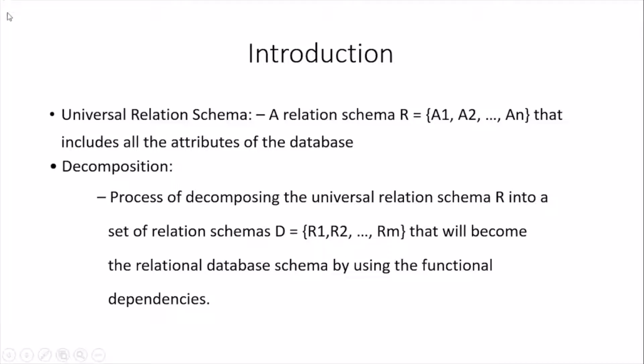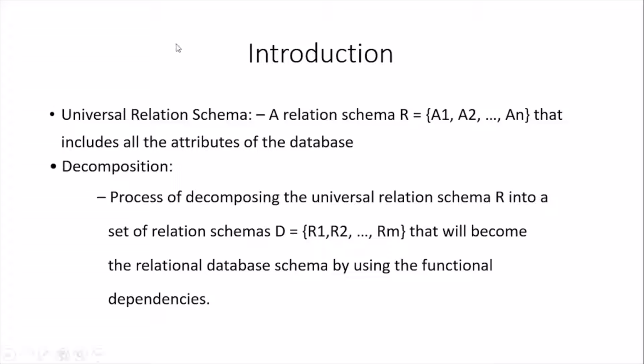So, as an introduction, we have seen several examples of decomposition earlier. For decomposition, let's consider a universal relation schema. So, what is a universal relation schema? It is a relation schema R with the set of attributes A1 to An that includes all the attributes of the database. So we have n attributes here. When a relation schema contains all these n attributes, it is a universal relation schema.